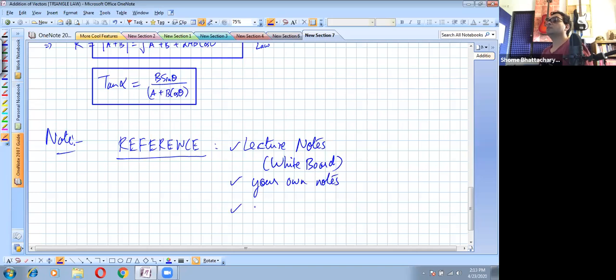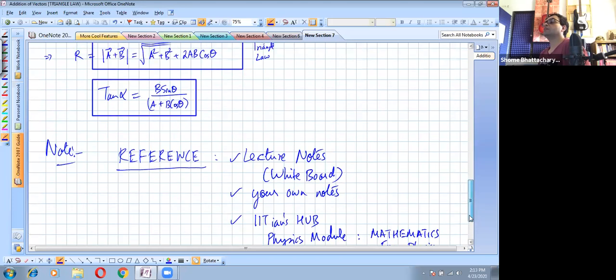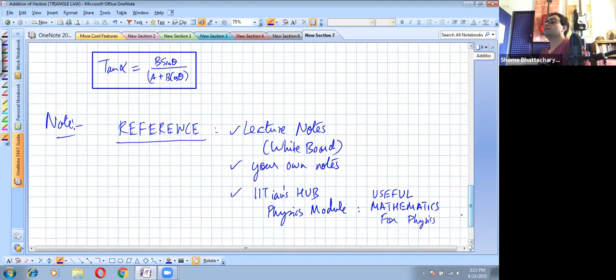And use the Iitians Hub physics module. And the name of that module for vectors is going to be this one. It is Mathematics for Physics. The name sounds a little contradictory, but actually the full name is Useful Mathematics for Physics. So actually what we are studying right now is vector algebra. So it's part of mathematics, but it's useful for physics. That's why it comes in your physics section. So we use the Iitians Hub module.